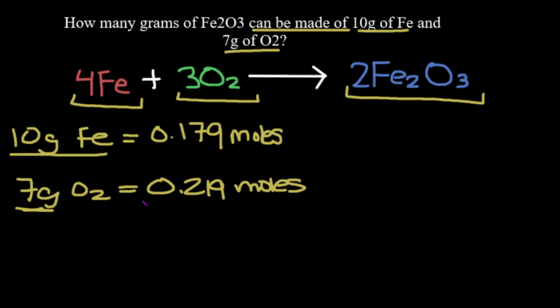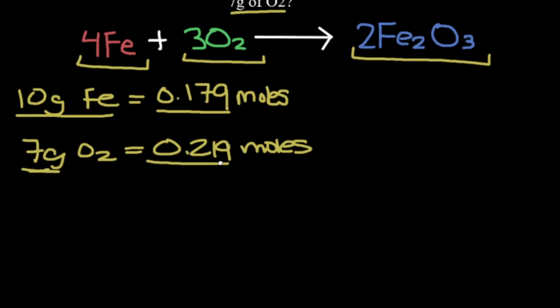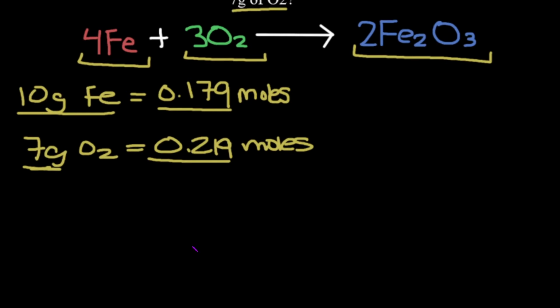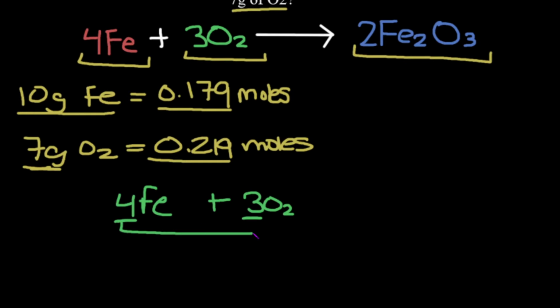Just because iron has the lower amount of moles doesn't necessarily mean that it is the limiting reactant. Alright, so now let's move on to the next step. The next step is to find the ratio of the reactants and cross multiply by the moles of iron. So let's scroll down. We have 4 Fe, which is 4 iron, with 3 oxygen gas. So the ratio is 4 to 3. It's going to be 4 over 3.